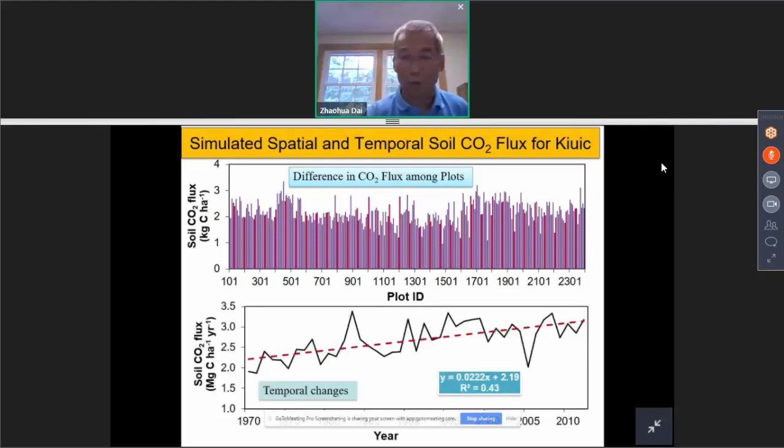And here for the plot level is the average. It's for the long term, almost 40 years. So this is the 40-year trend of the soil carbon flux.